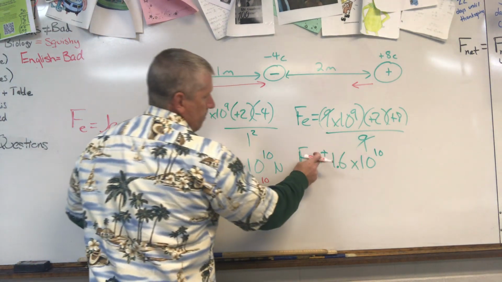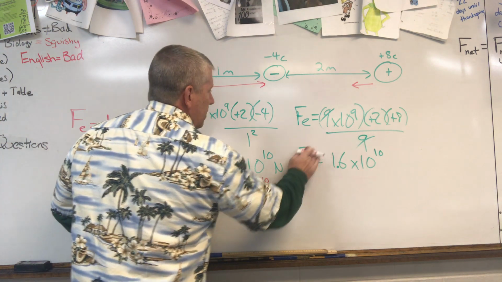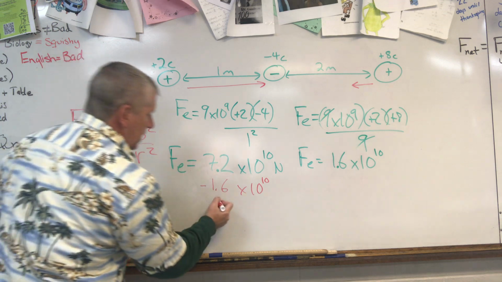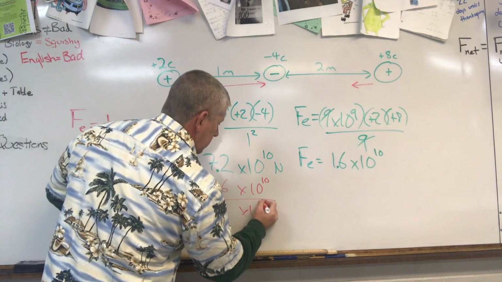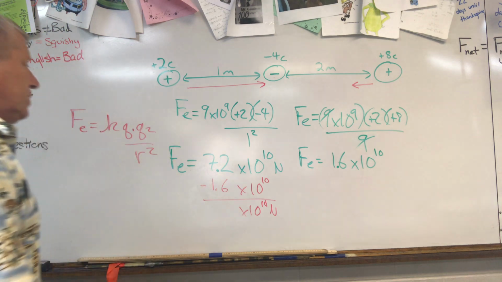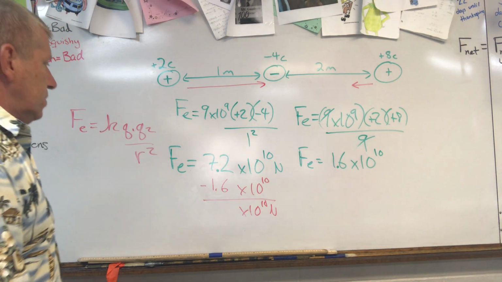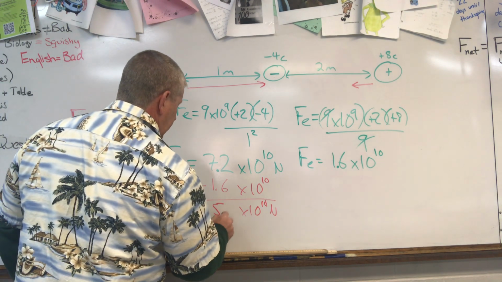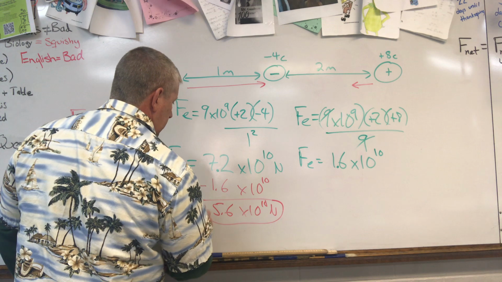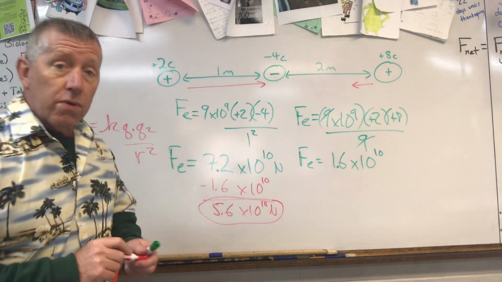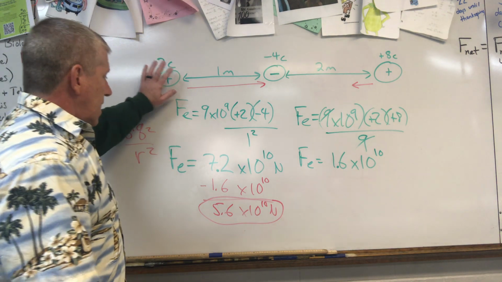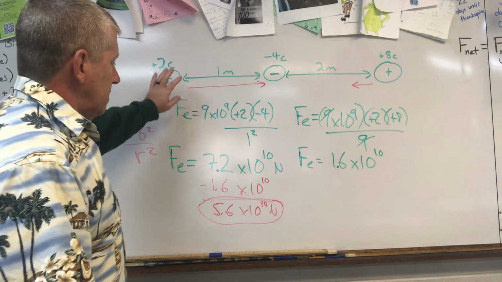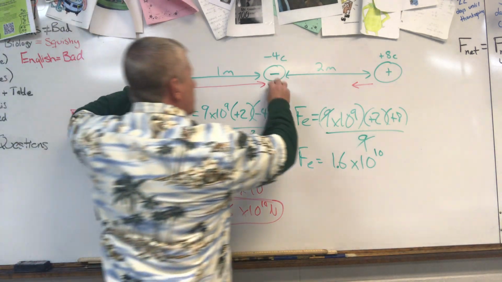Take this value itself. It's positive anyways. So take the two values. We subtract them because they oppose each other. One's a pull and one's a push. And if I do that, I will get 7.2 minus 1.6. So what is that? It's 6.2, 6, and then 5.6. So 5.6 times 10 to the 10th newtons overall force acting on this particle. So overall, I have 5.6 times 10 to the 10th newtons acting on this particle due to the other two.